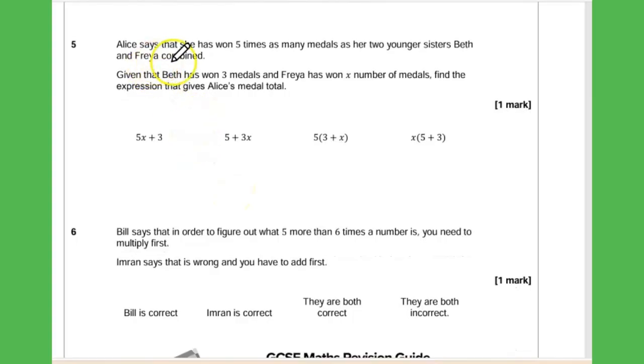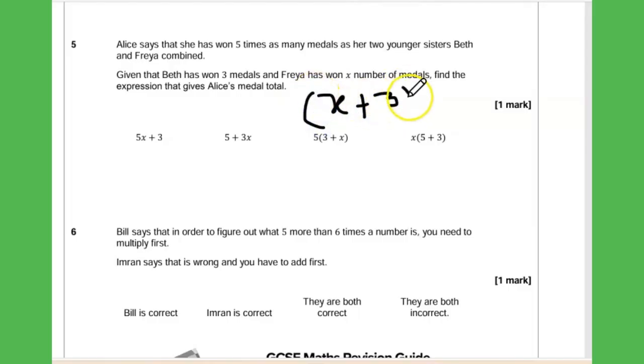Now let's look at this. Alice says that she has won 5 times as many medals as her 2 younger sisters, Beth and Freya combined. Given that Beth has won 3 medals and Freya has won X medals, find the expression that gives Alice's medal total. So first of all, let's add what Beth and Freya have won. If we add it together, we're going to have X plus 3. That is what they won.